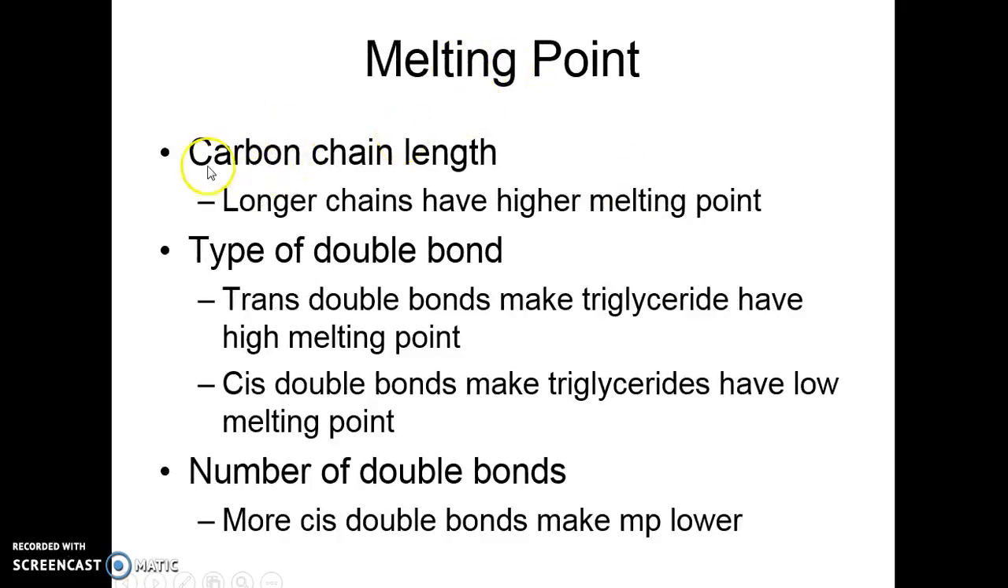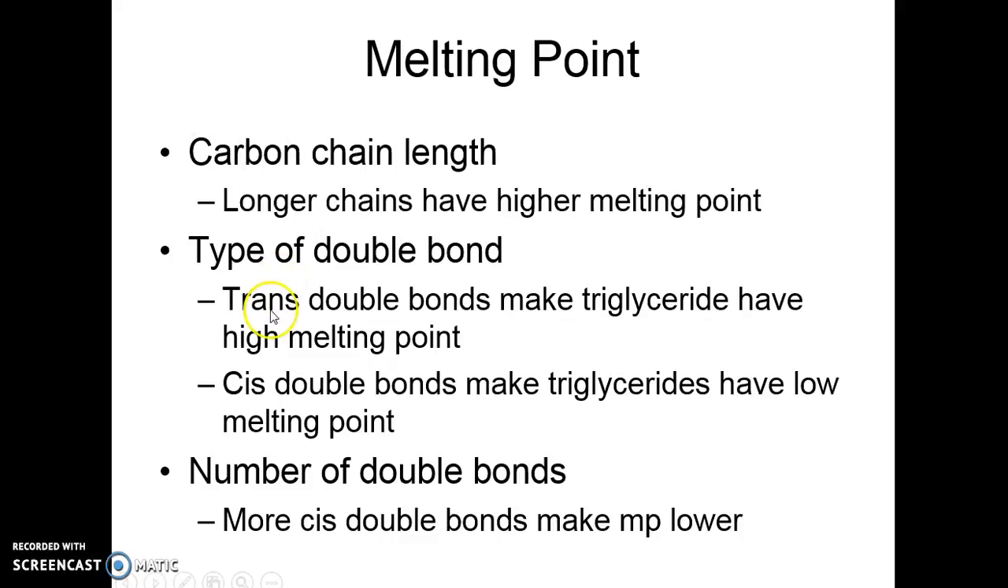So, the melting point, carbon chain length. Longer chains have a higher melting point. So something like coconut oil has very short chains in it, and so it has a low melting point. But then I look at, let's say, beef fat. It has a very long carbon chain, so it has a high melting point.